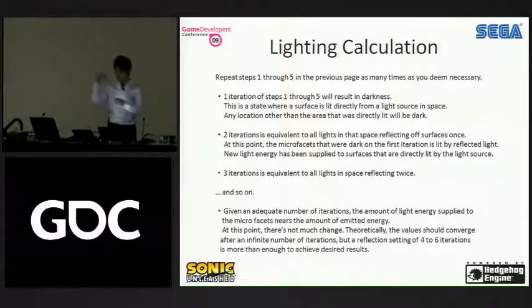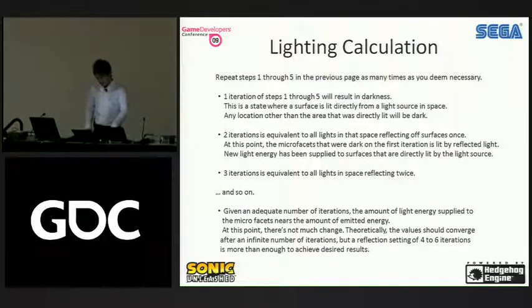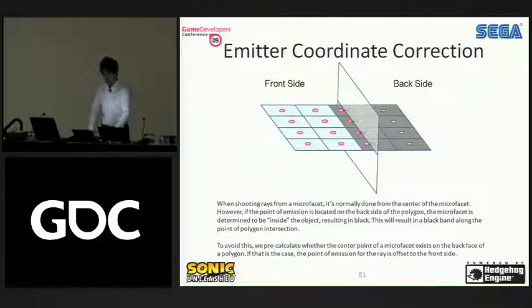3 iterations is equivalent to all light in space reflecting twice. Given an adequate number of iterations, the amount of light energy supplied to the microfacets nears the amount of emitted energy. At this point, there is not much change anymore. Theoretically, the values should converge after an infinite number of iterations, but a reflection setting of 4 to 5 iterations is more than enough to achieve desired results. This is a core part.